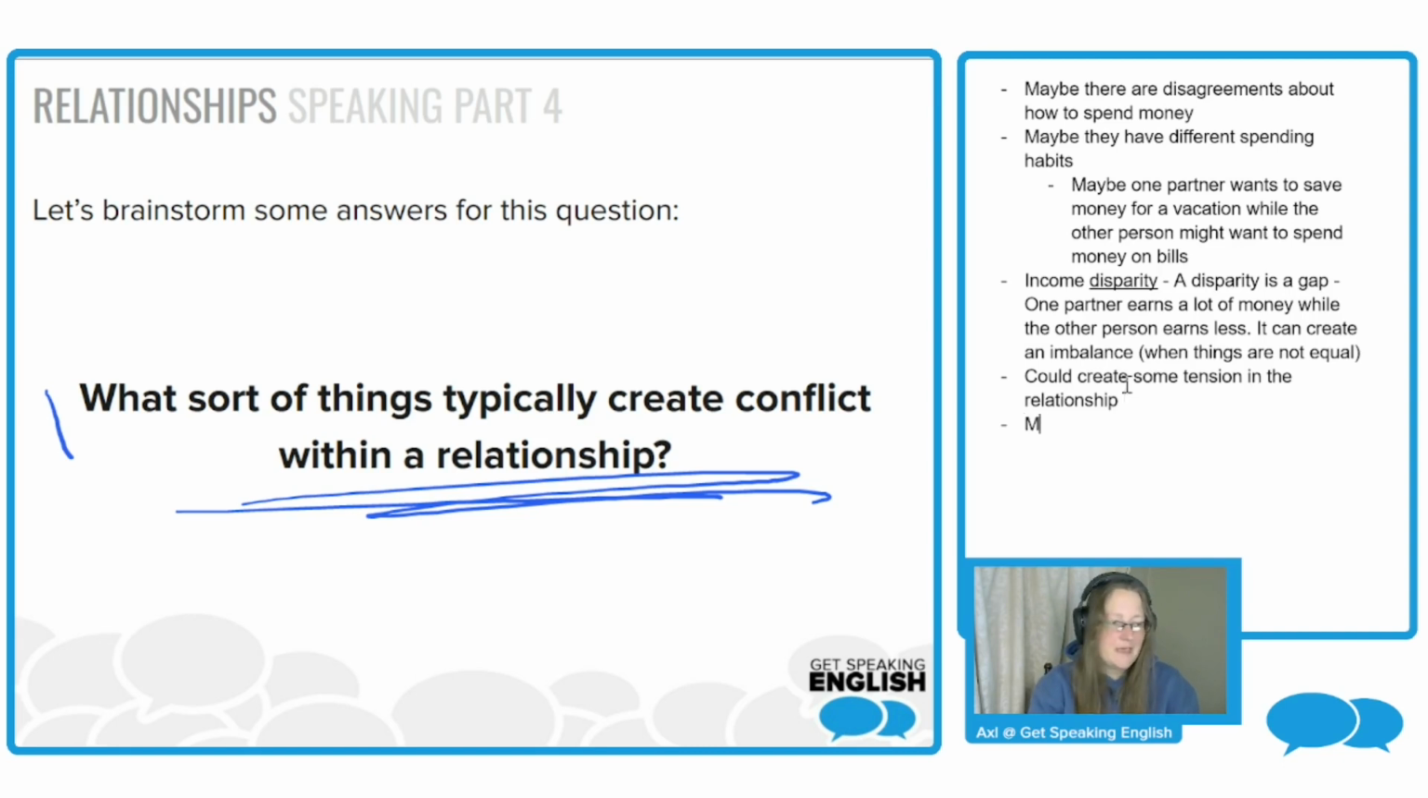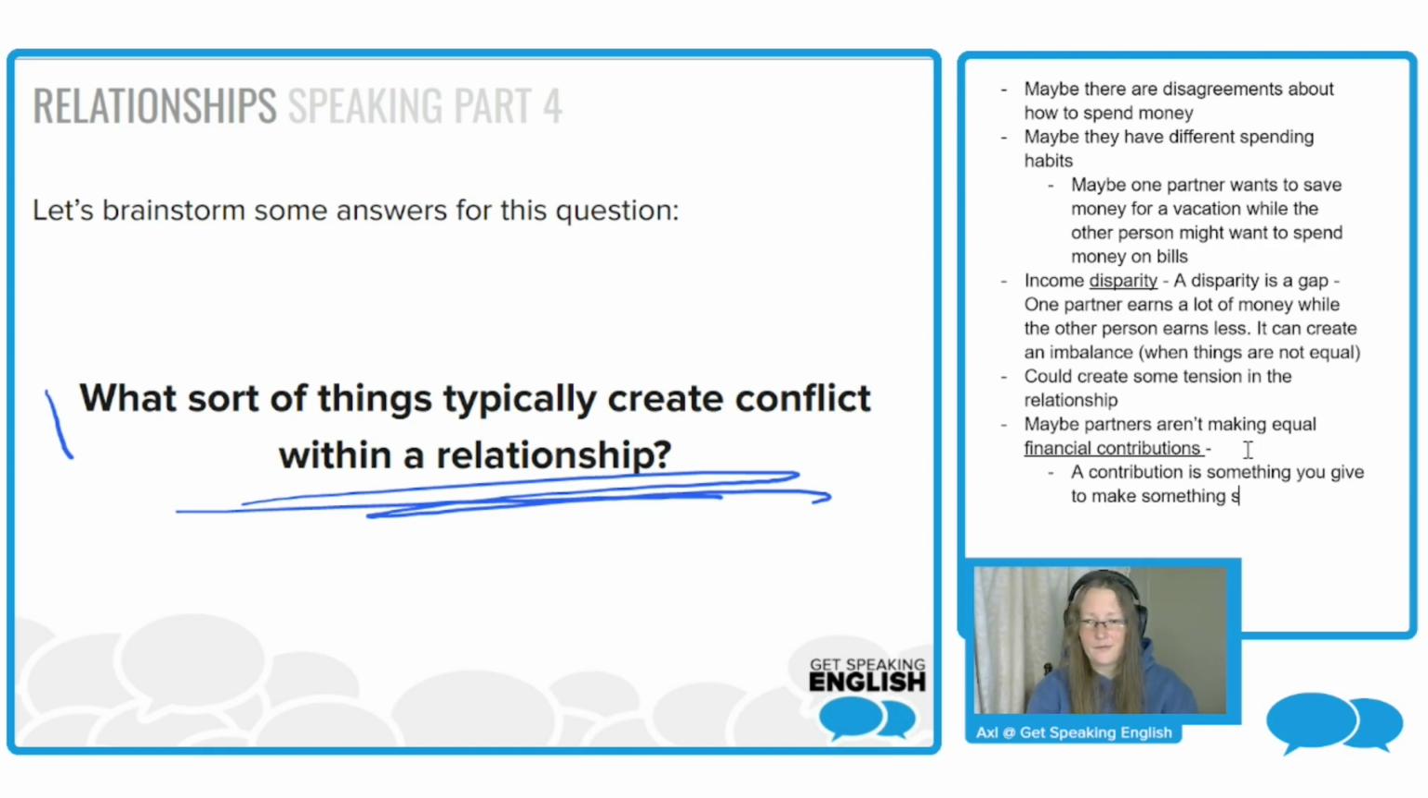Another thing as well is maybe partners aren't making equal financial contributions, right? So what do I mean by a financial contribution? Well, a contribution is basically something you give to make sure that something is successful, right? So a contribution is something you give to make something successful. So in this case, the financial contributions could be towards paying the bills, for example, or things like that.